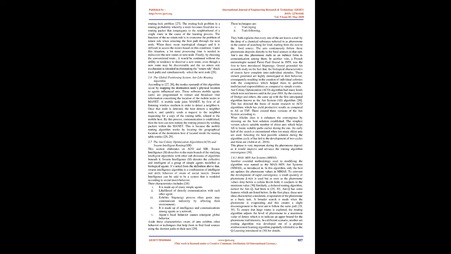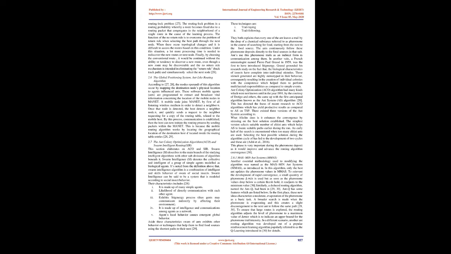2.7 The Ant Colony Optimization algorithms, ACO, and Swarm Intelligent Routing, SIR. This section elaborates on ACO and SIR. Swarm intelligence, SI, describes the main branch of the study of intelligent algorithms, with other subdivisions of algorithms beneath it. Swarm intelligence denotes the collective and intelligent behavior of a group of simple agents modeled as biological agents. It is noted from the definition above that a swarm intelligence algorithm is a combination of the intelligent and skilled behavior of swarms of social insects. Swarm intelligence can be said to be a system that is modeled according to social insect behavior.